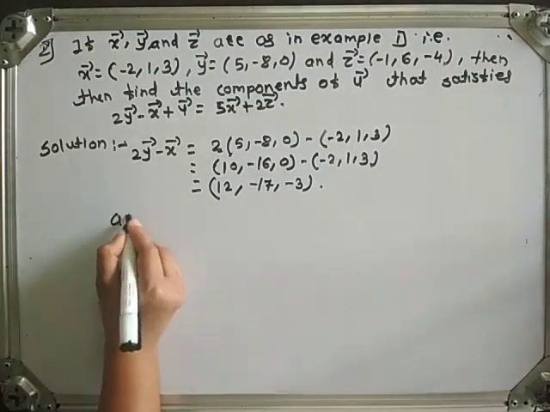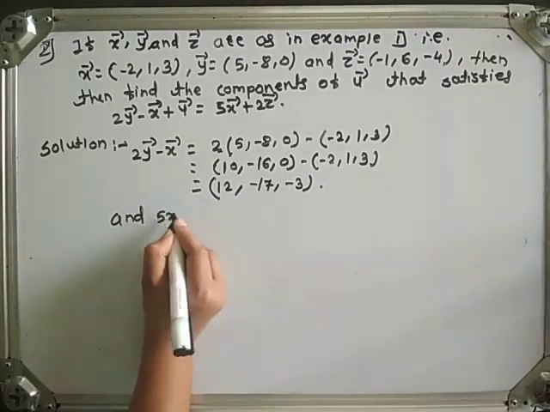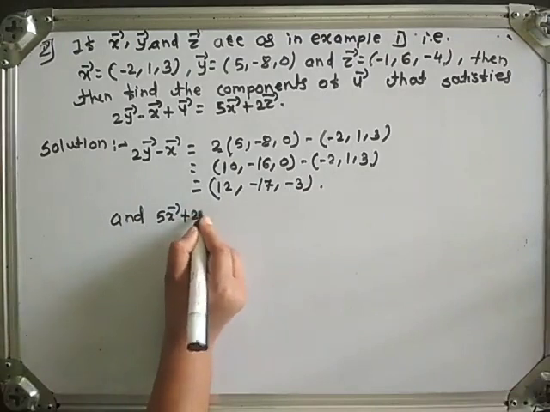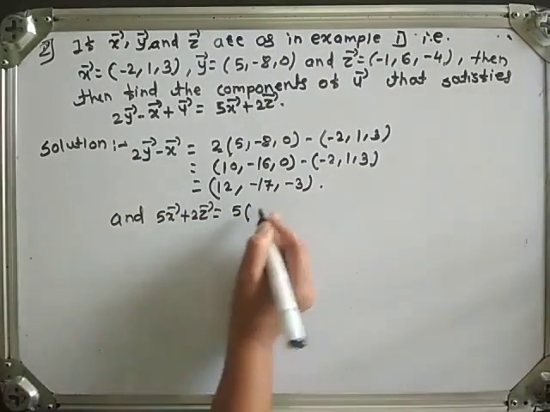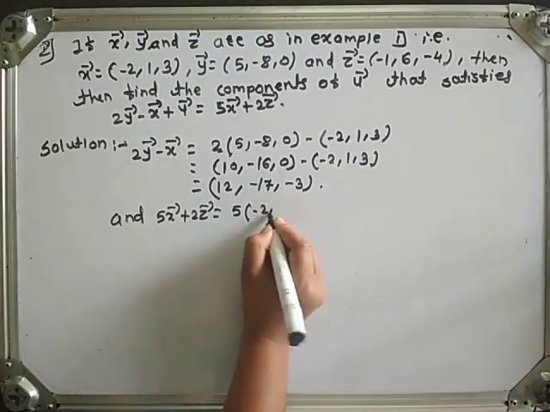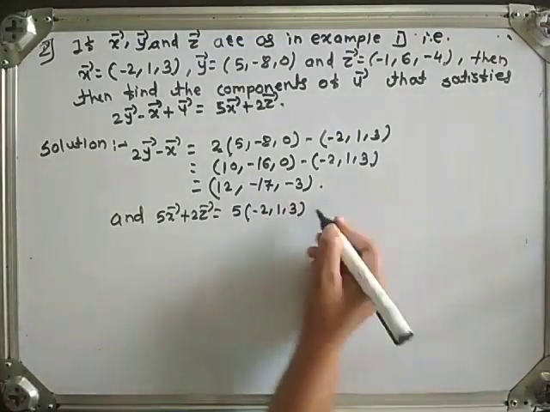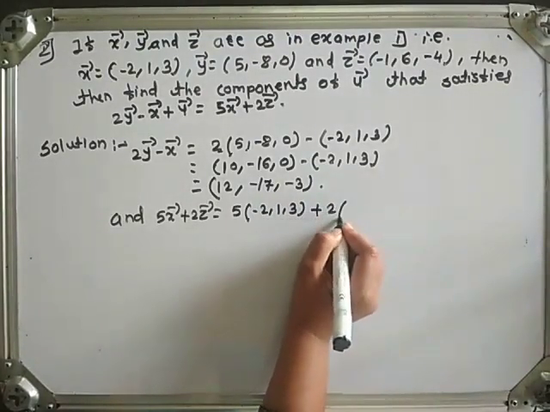And now calculate 5x bar plus 2z bar, which is equal to 5 into x bar. X bar is minus 2, 1, 3, plus 2 into z bar.